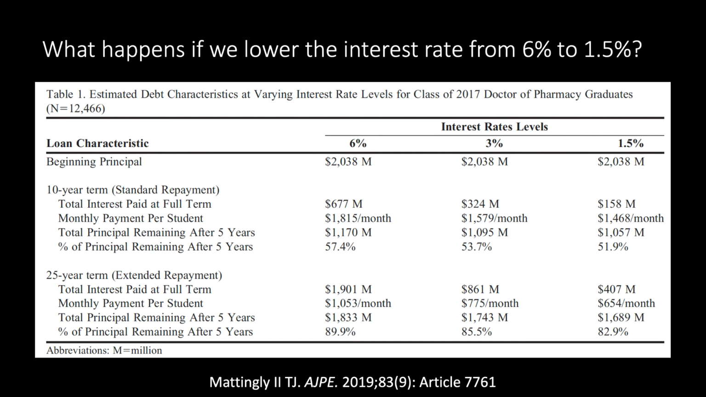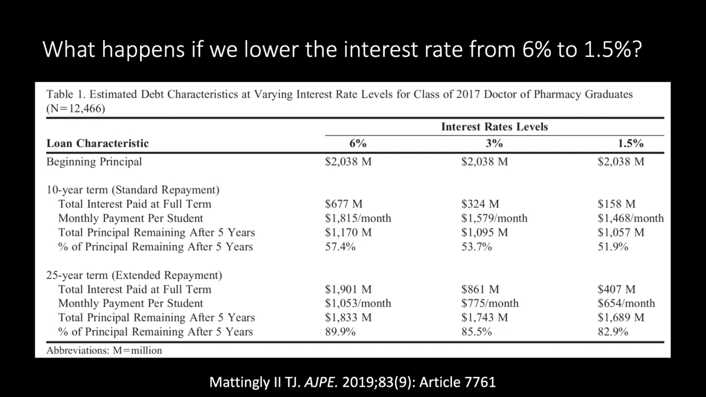There are costs, right? So when you look at the total interest paid, if everyone had selected a 10-year term, our total interest paid at 6% is about $677 million. That drops all the way down to $158 million if it's only 1.5% over 10 years. Looking at the 25-year term, you're at nearly $1.9 billion in interest. So you nearly double the principal on a 25-year term at 6%. But we can drop that all the way down to $407 million in total interest paid.